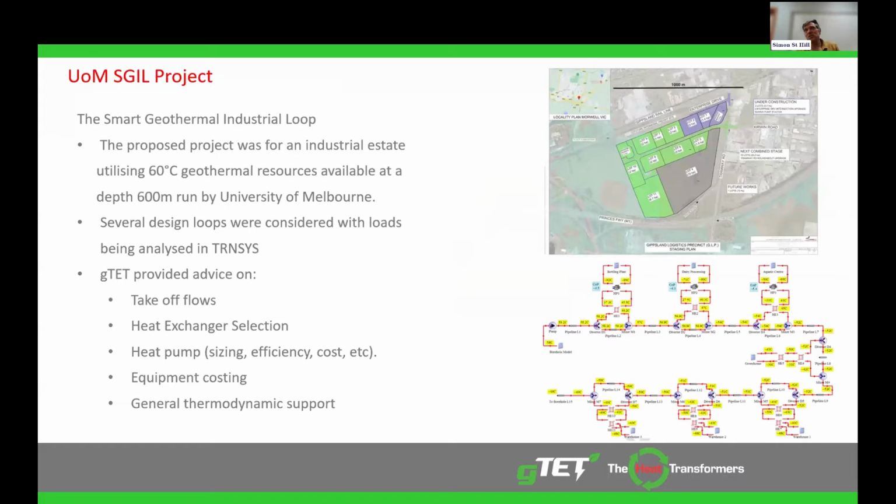You may see that image in the top right look fairly familiar given a previous presentation. This particular project that we're supporting, they determined that they'd have a 60 degree geothermal resource at this location from about a 600 metre depth. There's a whole bunch of modelling done on different options and different consumers by Princess. We supported on the takeoff flow, heat exchanger selection, heat pump sizing, efficiency and cost. We came up with a generalised piece of equipment to go into each site so that the interface to the loop was the same, with a similar control system. Plus general industry-based thermodynamic support, like what was practical in the industry environment.